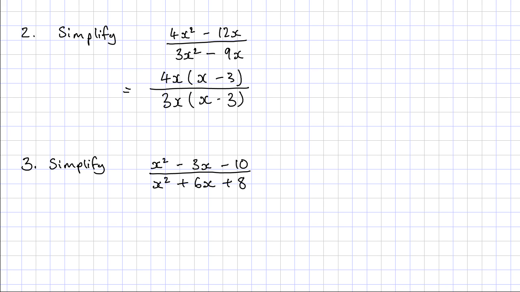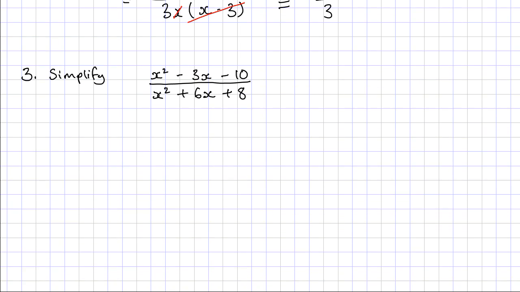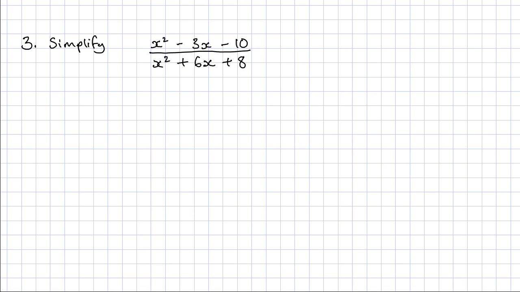So I've got lots of things multiplied together here and lots of things multiplied together here. So what I can do is look for things to cancel now. I can see that this x will cancel with that x, and the x minus 3 will cancel with the x minus 3 there. And what I'm going to be left with is 4 over 3. And that's my answer.